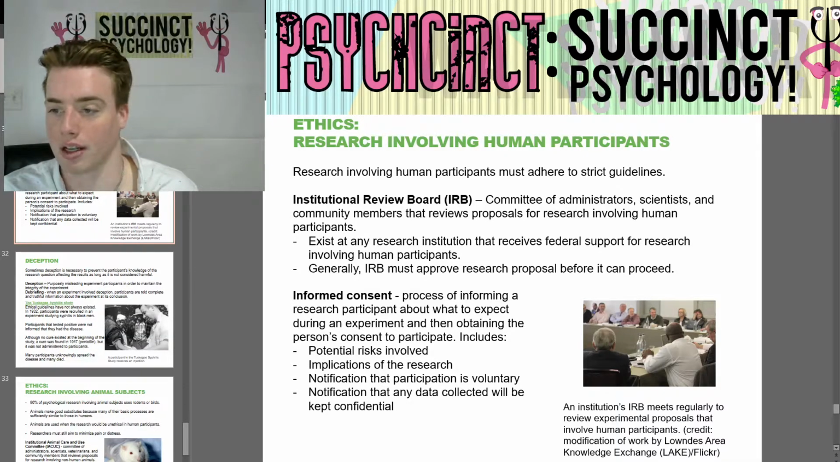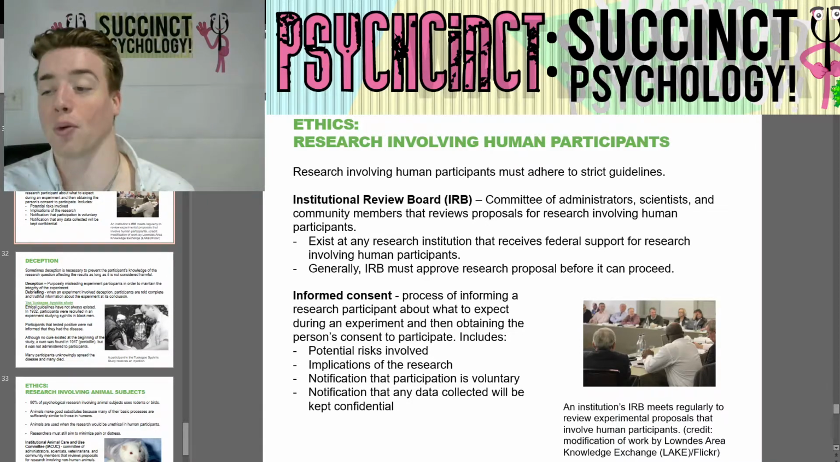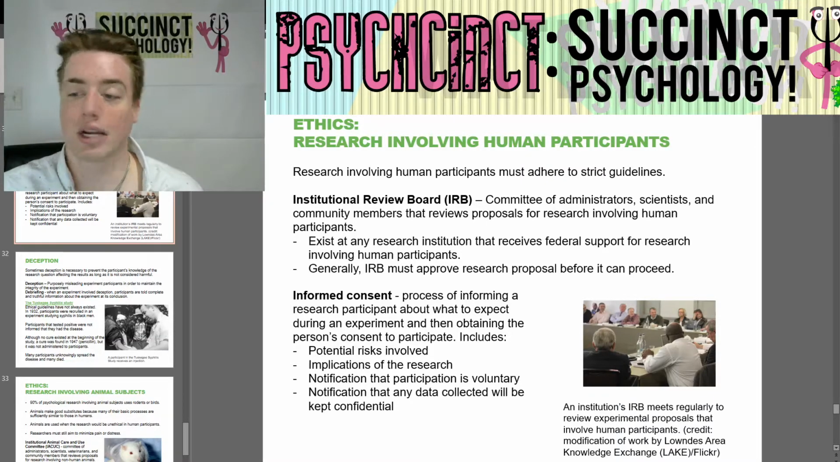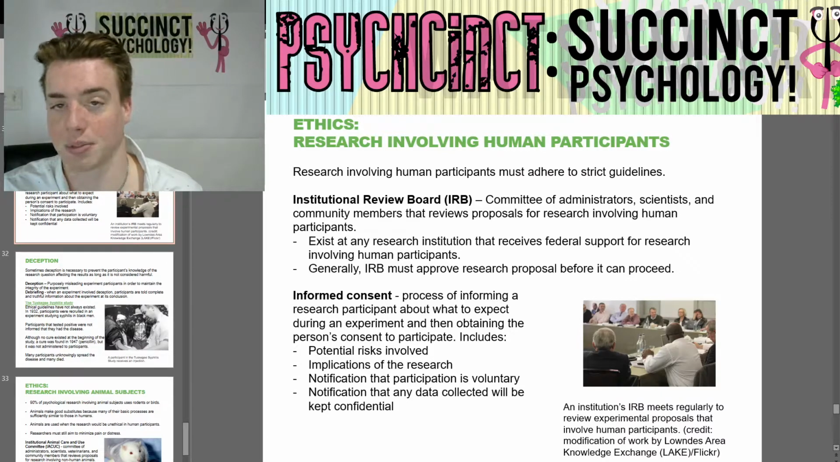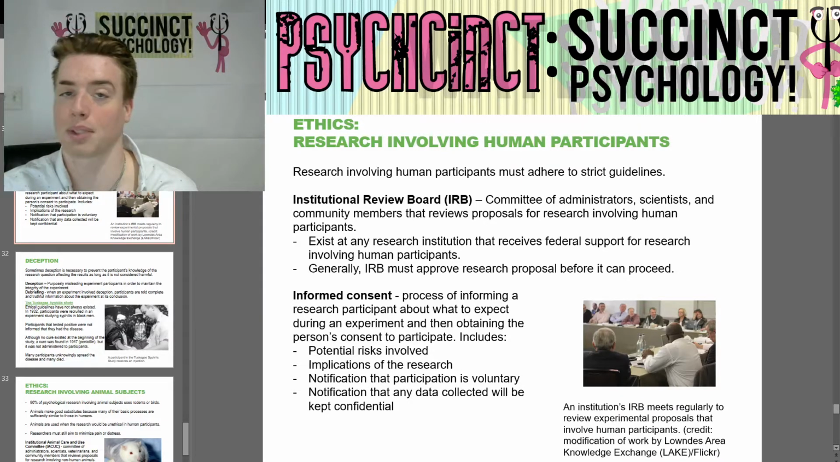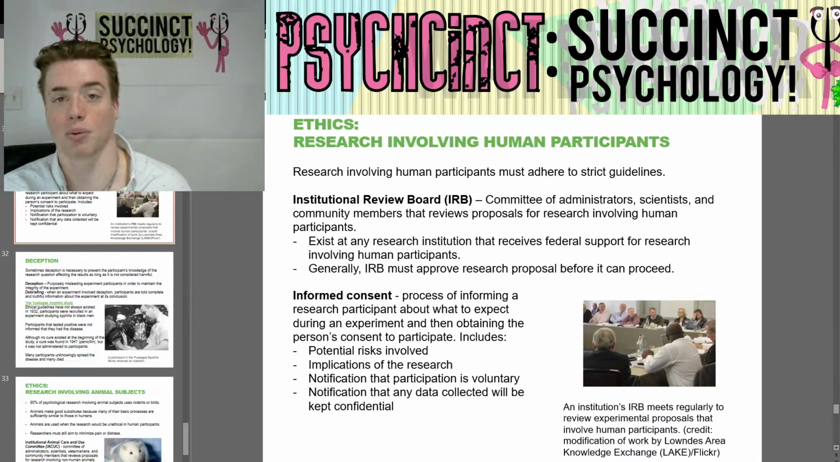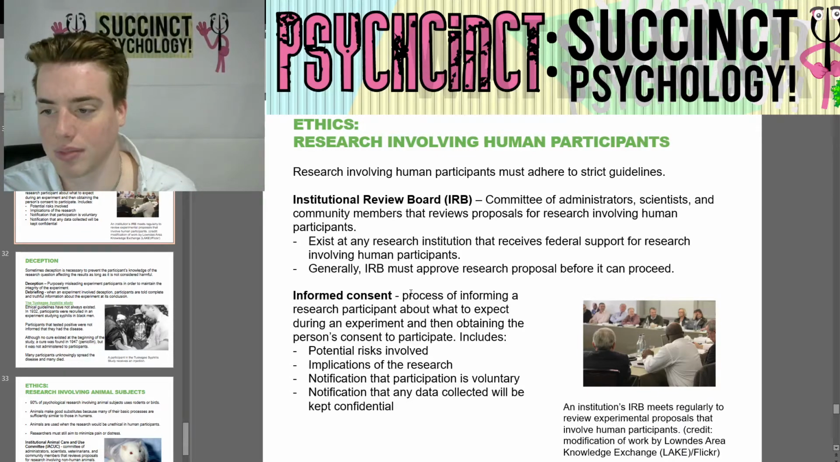An important part of the IRB and ethics when you're doing research with human participants is informed consent. It's the process of informing a research participant about what to expect during an experiment and then obtaining the person's consent to participate. This includes potential risks involved, implications of the research, notification that participation is voluntary, and notification that any data collected will be kept confidential. If you've ever done any kind of research, they will have given you informed consent. They will have told you what the research is about, potential risks, and that you can opt out at any time. That's what informed consent is.